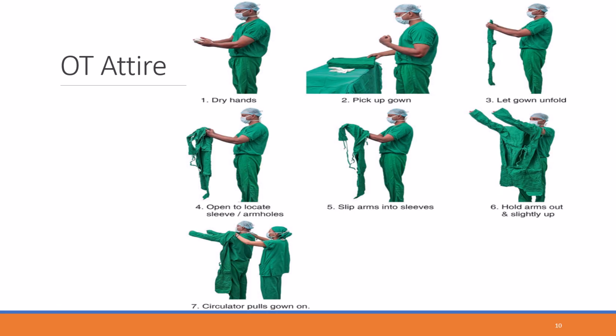Now we will see about the OT attire. First is drying the hands. Then next is pick up gown. Third, let gown unfold. Fourth, open to locate sleeves or armholes. Fifth, slip arms into sleeves. Sixth, hold arms out and slightly up. Then next is circulator pulls gown on.